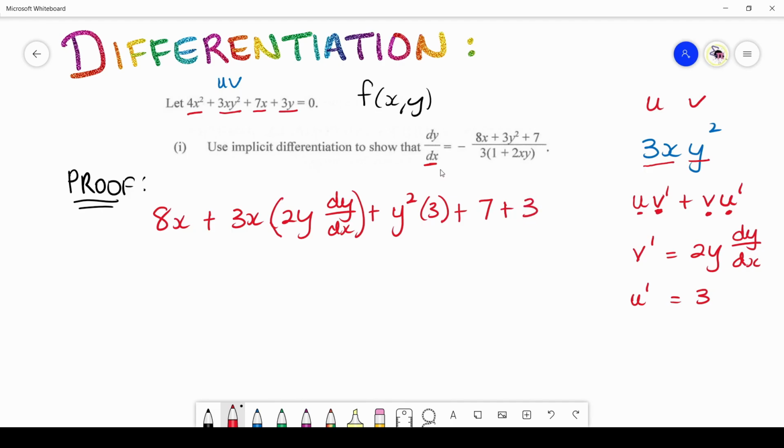But because we are differentiating with respect to x, we have to write our tag at the end. You're differentiating with respect to x. So that's all you need to remember. When you're differentiating implicitly, if you are differentiating a variable, and it's not with respect to whatever is on the bottom, you just write a tag next to it.